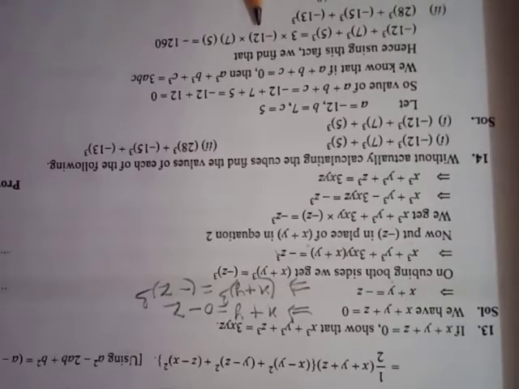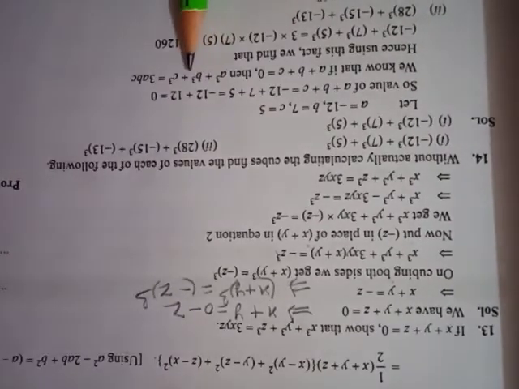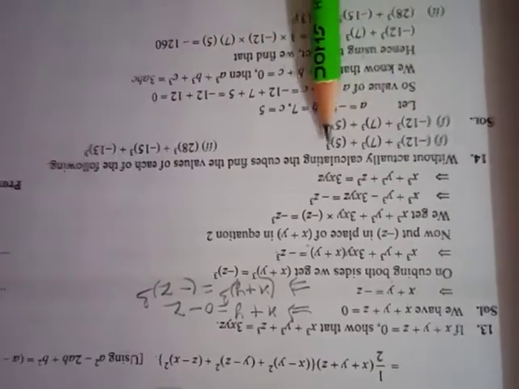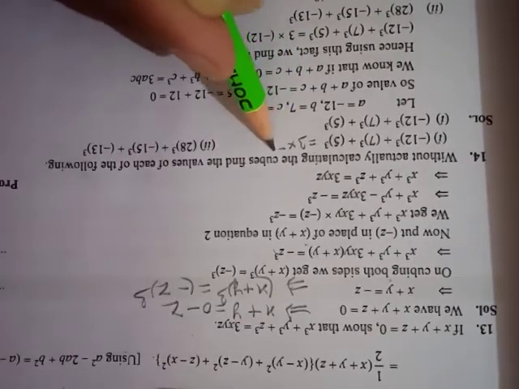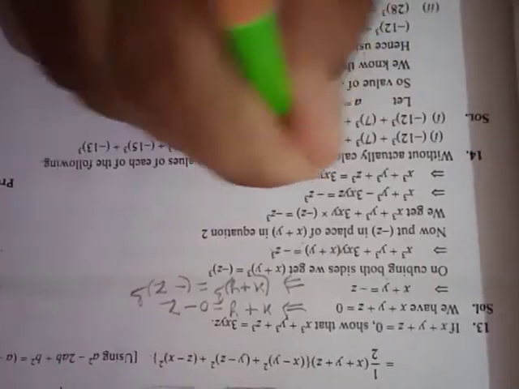So a cube plus b cube plus c cube equals 3abc, which is 3 into minus 12 into 7 into 5. You will use this identity here, because a cube plus b cube plus c cube is 3abc. The value of this you can solve by this method. Multiply these, and you will get your answer, minus 1260. Now see the next part.